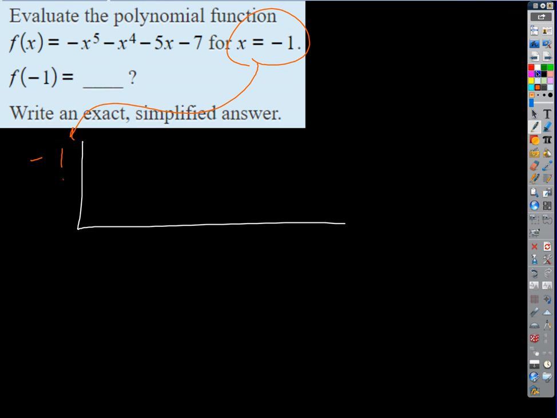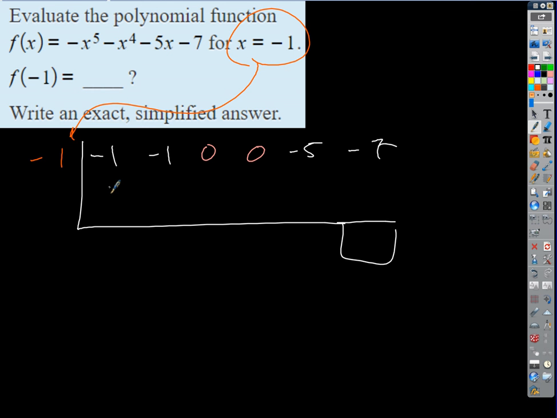right? What are the coefficients inside? -1, -1, no, 0. How come? There's no x cubed, so 0, 0, -5, and -7. Okay? So now we'll just go through the process.